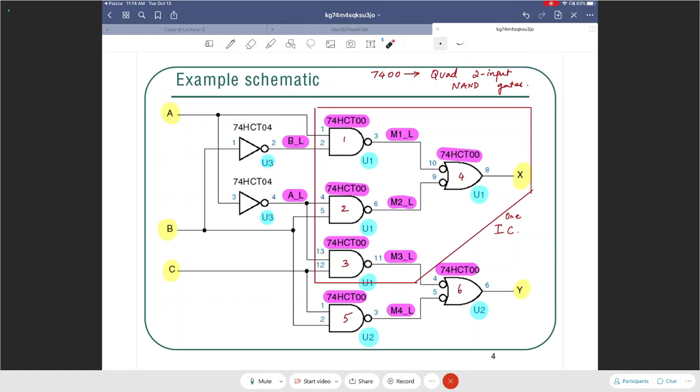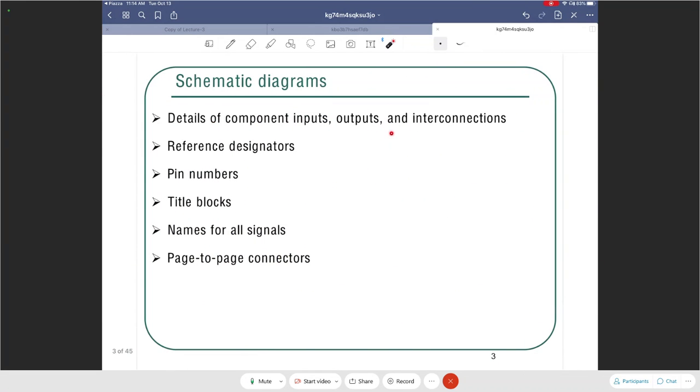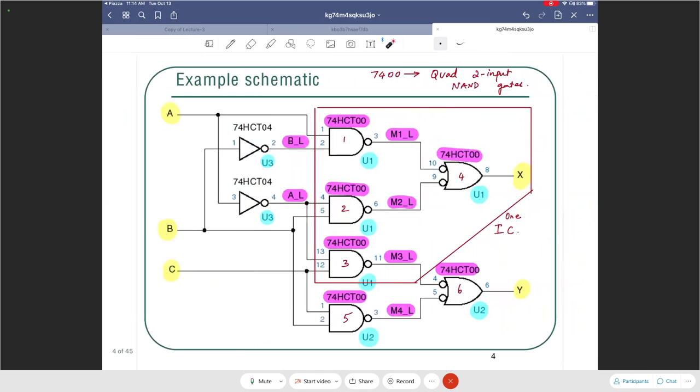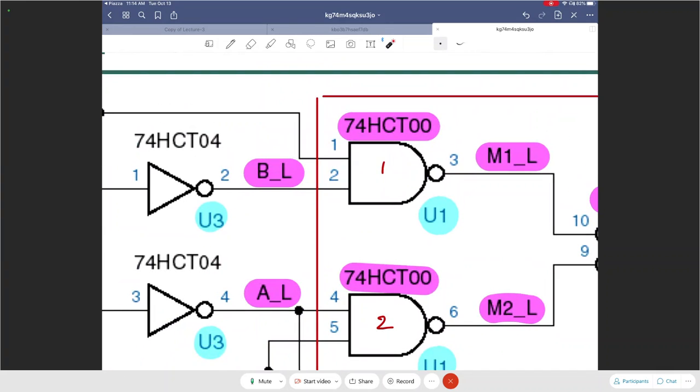So we have talked about details of the components. Oh, pin numbers, right? So pin numbers, you see, let's talk about pin numbers. Let's highlight them in black.